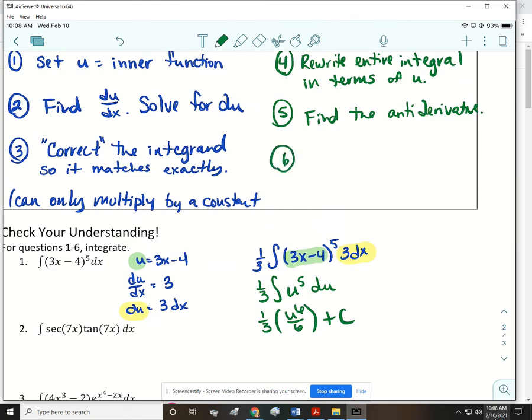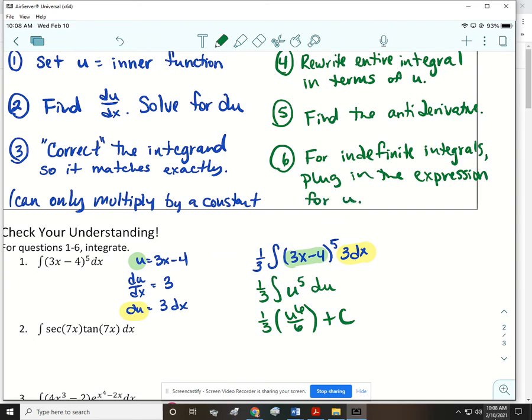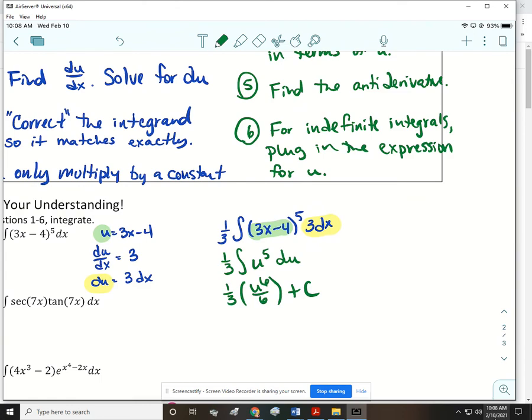Now this is indefinite integrals. So for indefinite, because there's no upper and lower limits, we're going to plug in the expression for u. Now, if it was a definite integral, we do something different. But this one, we don't.